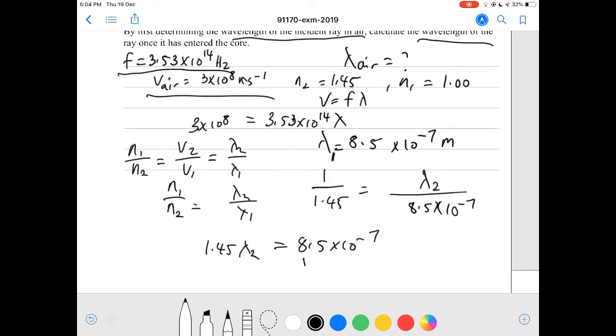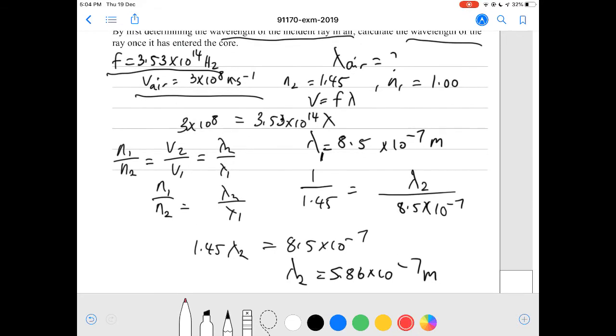So you should get that your lambda 2 should come out to be 5.86 times 10 to the power of negative 7 meters. And that should be your final answer for this question. And this should be a merit level question. And with getting an achieved, if you find the wavelength of the ray in air, you'll get an achieved.